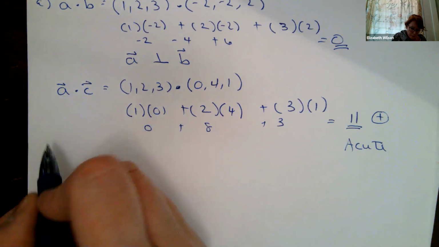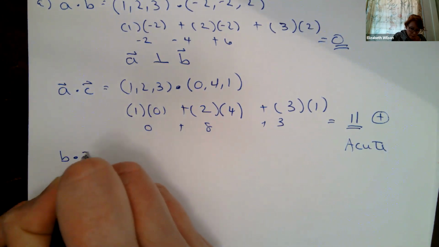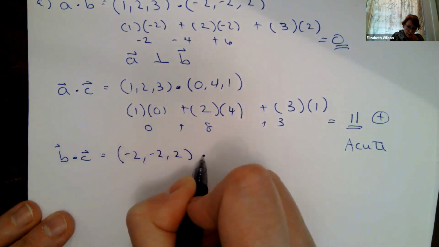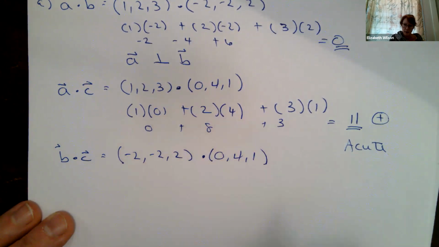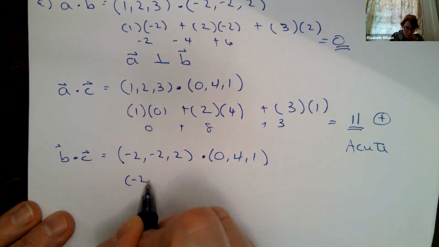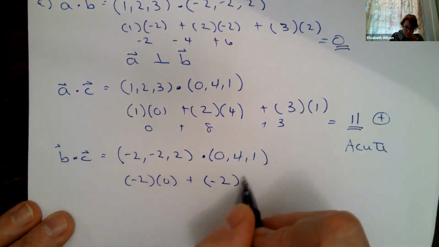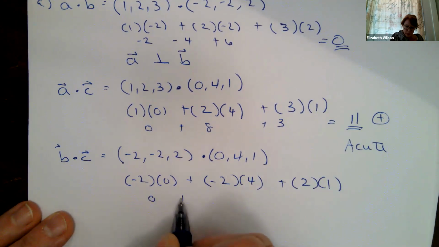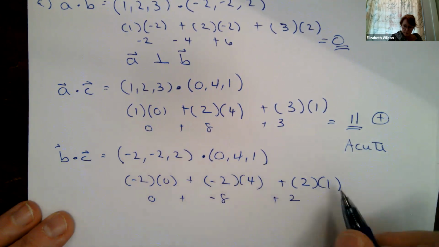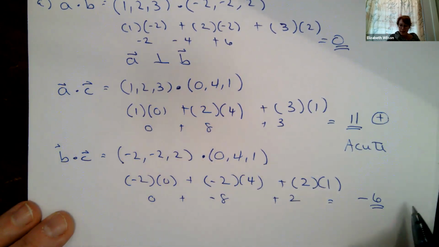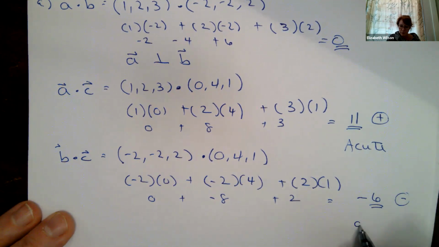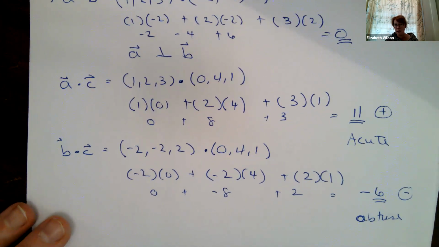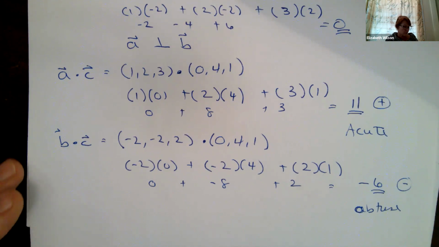Let's do it again for B and C. B is (-2, -2, 2), dot product with (0, 4, 1). First component: -2 times 0, plus second component: -2 times 4, plus third component: 2 times 1. This is 0 plus -8 plus 2, which is equal to -6. It's a negative number, which means we must be dealing with an obtuse angle. We're going to prove it to ourselves in a minute because we're going to calculate the actual angle measures.